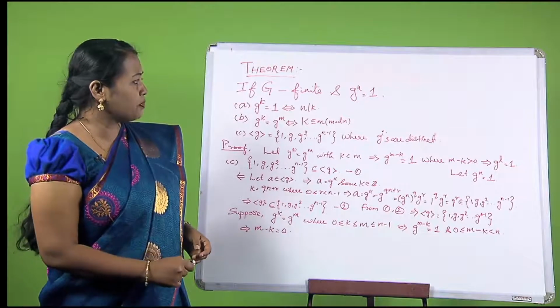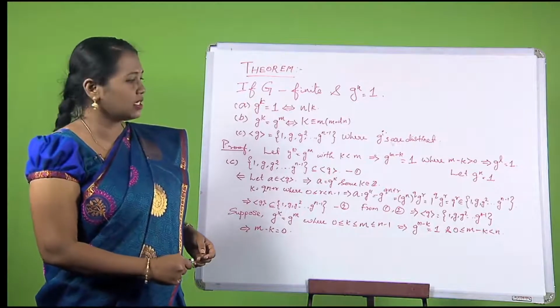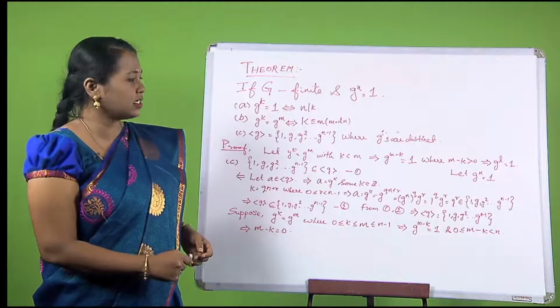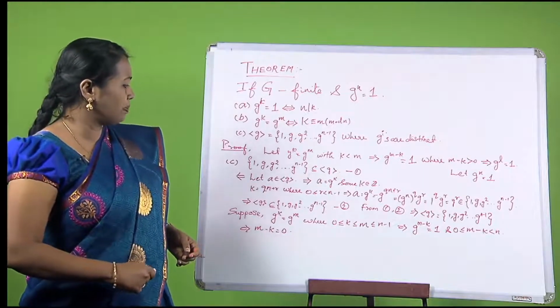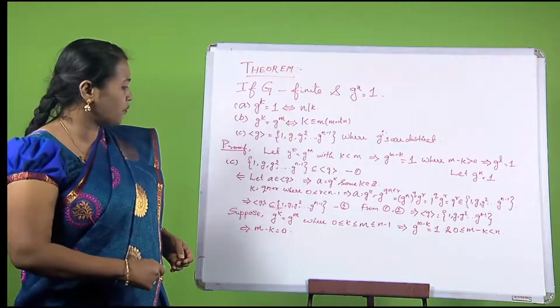The second part, we have to prove that these powers of g are distinct. So, let us assume that they are not distinct. In that case, there will be some g^k and some g^m, so that both of them are equal.